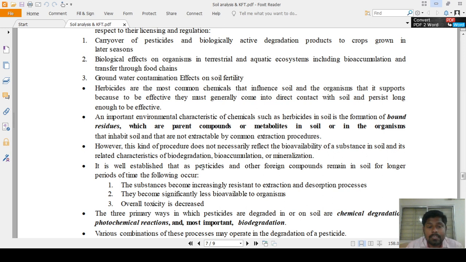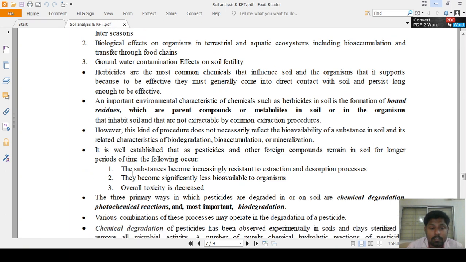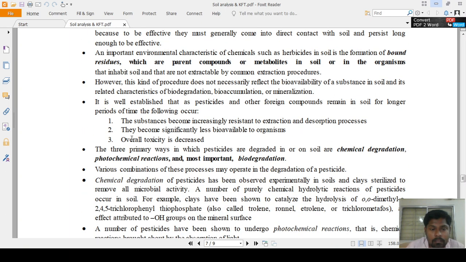So, it is well established that pesticides and other foreign compounds remain in soil for longer periods of time. The following effects occur. Number 1, the substances become increasingly resistant to extraction and desorption processes. They become significantly less bioavailable to organisms. Overall toxicity is also decreased.